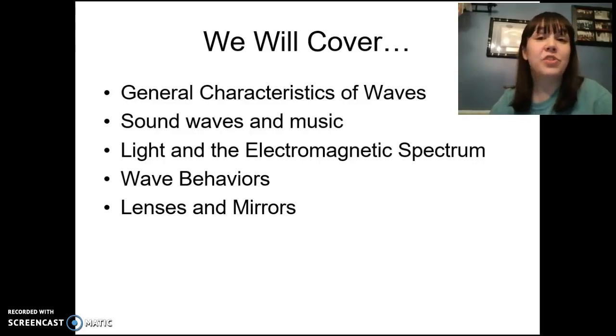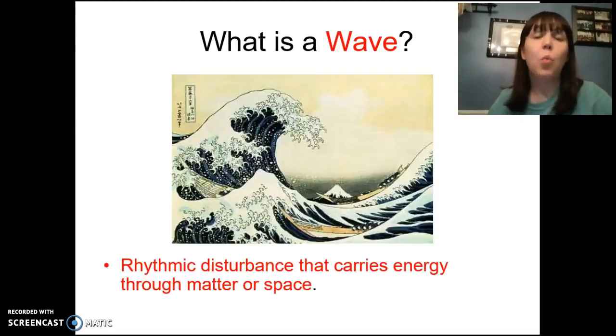So we're going to start today with just general characteristics of waves and what is a wave and what are the parts of a wave. So first off, what is a wave? No matter what kind of wave we're talking about, whether it's an X-ray or a sound wave or a tsunami wave like you see in the picture here, a wave is a rhythmic disturbance that carries energy from one place to another. Your energy is moving.